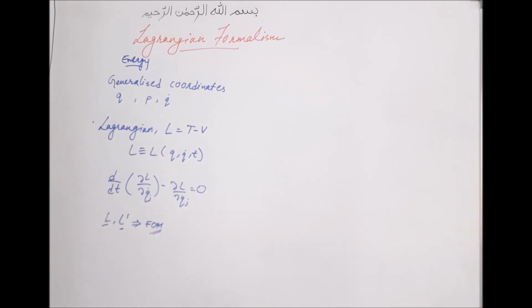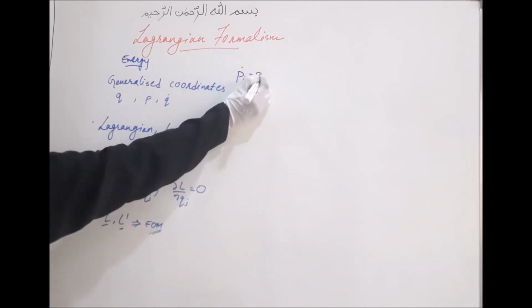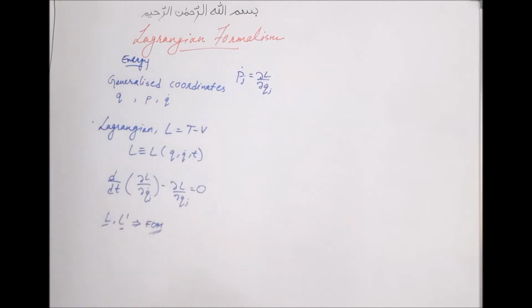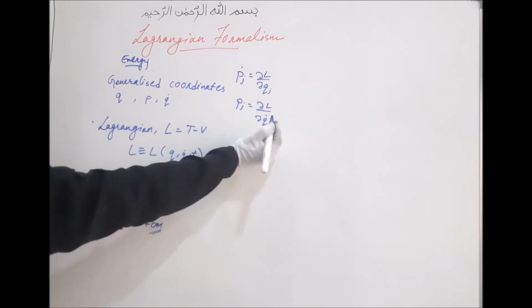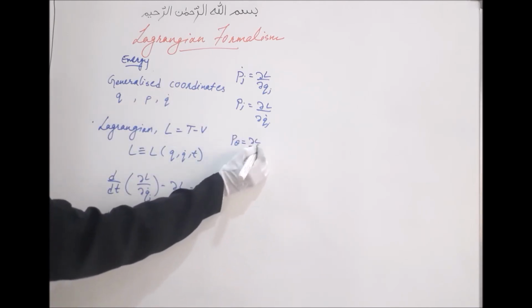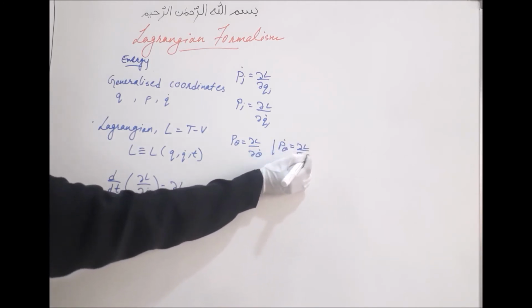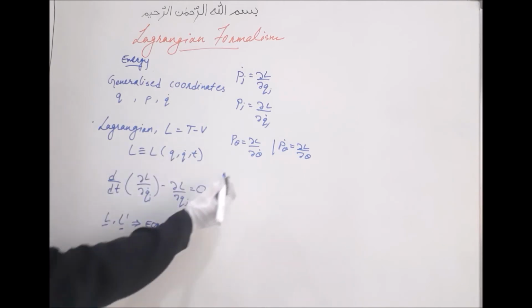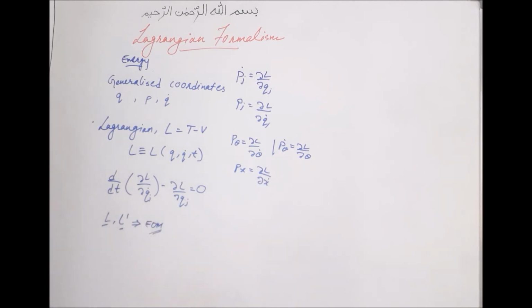Also, now we can write the generalized momenta and relate them to the Lagrangian: Pj dot is equal to del L upon del qj, or you can write Pj is equal to del L upon del qj dot. That means, for example, you can write P theta is equal to del L upon del theta dot, or P theta dot is equal to del L upon del theta, or in terms of x, Px will be equal to del L upon del x dot, or Px dot is equal to del L upon del x.